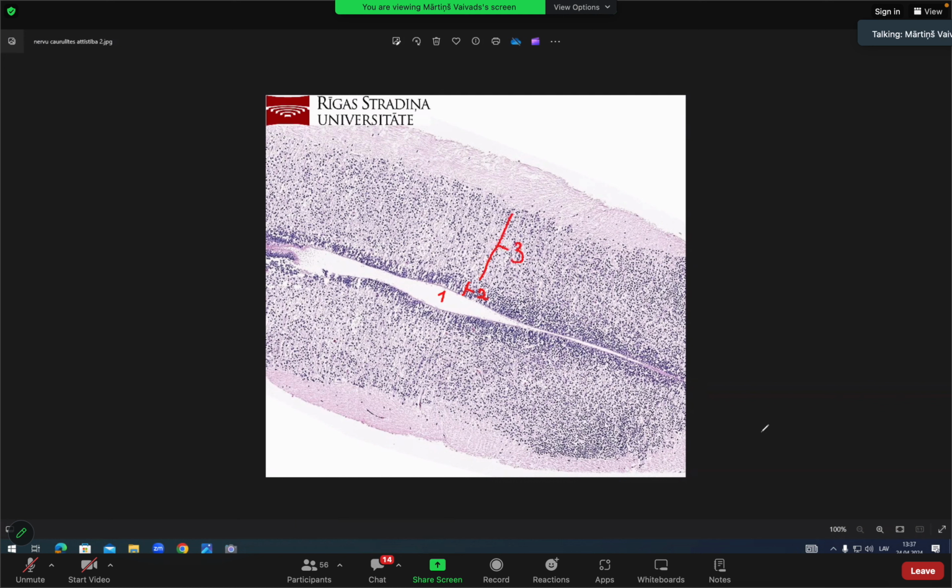Then number 3. This is another zone. You see a lot of cells, but not as many cells as in the ventricular zone. We call this the mantle zone. And it will form gray matter. So mantle zone forms gray matter later. It will form the gray matter of the spinal cord later. But mantle zone, a lot more cells inside.